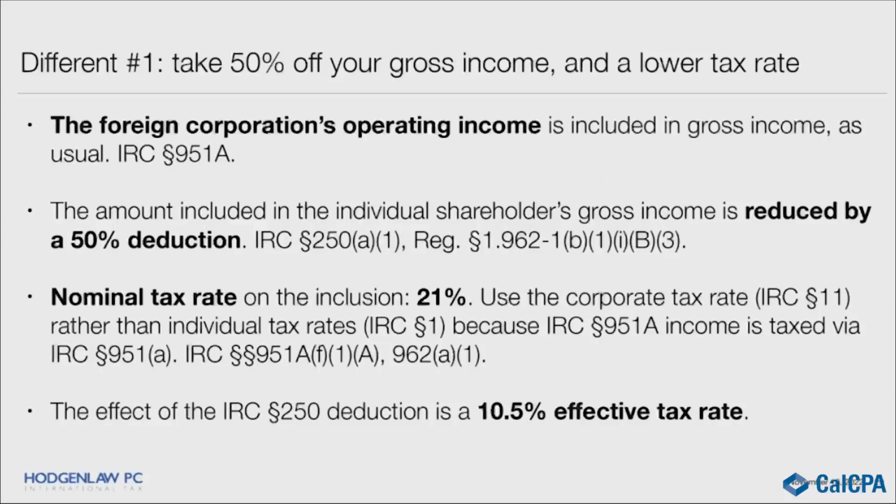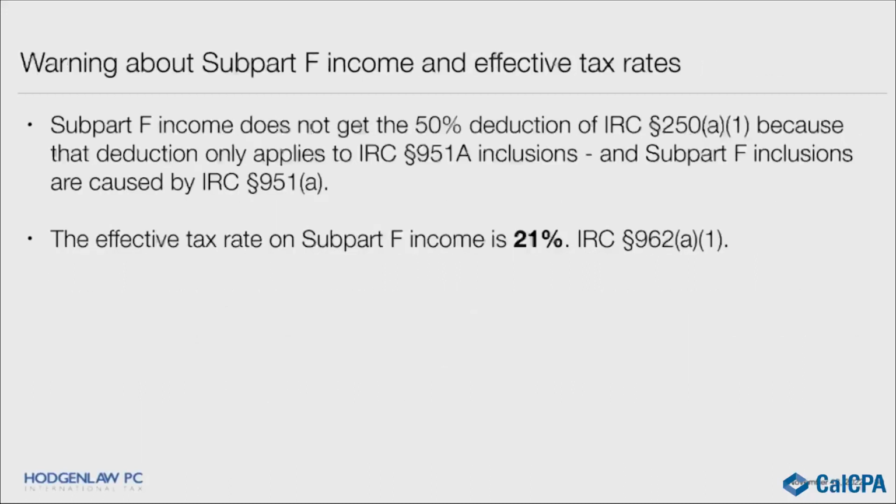And now when you combine the effect of the 21% tax rate and you say only 50 cents on the dollar of that gross income inclusion is actually being taxed, the effective tax rate is going to be 10.5%. Way cool. Subpart F income, just as an aside, this section 250 deduction doesn't apply to subpart F income, so your effective tax rate on subpart F income is 21%, still better than 37%.